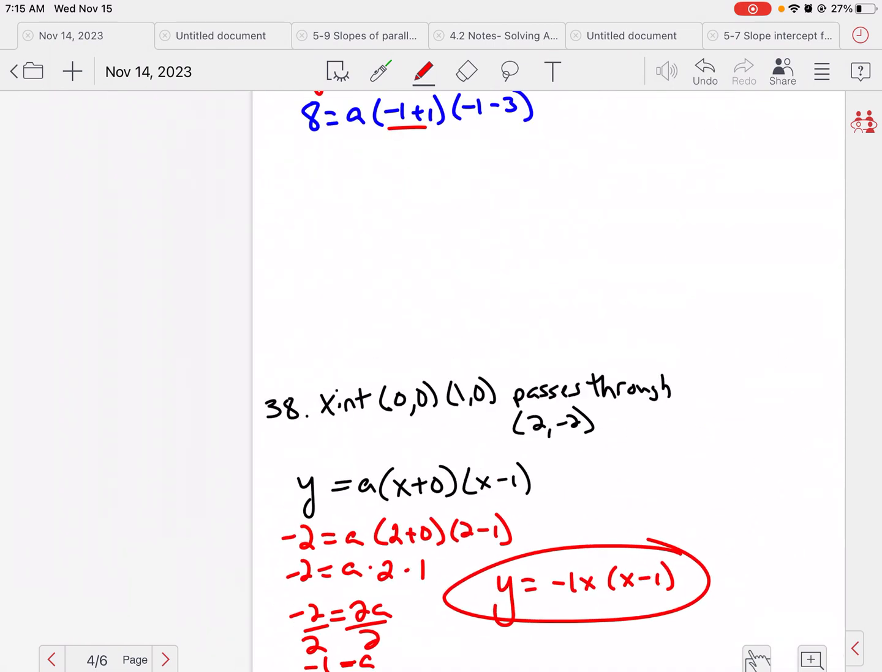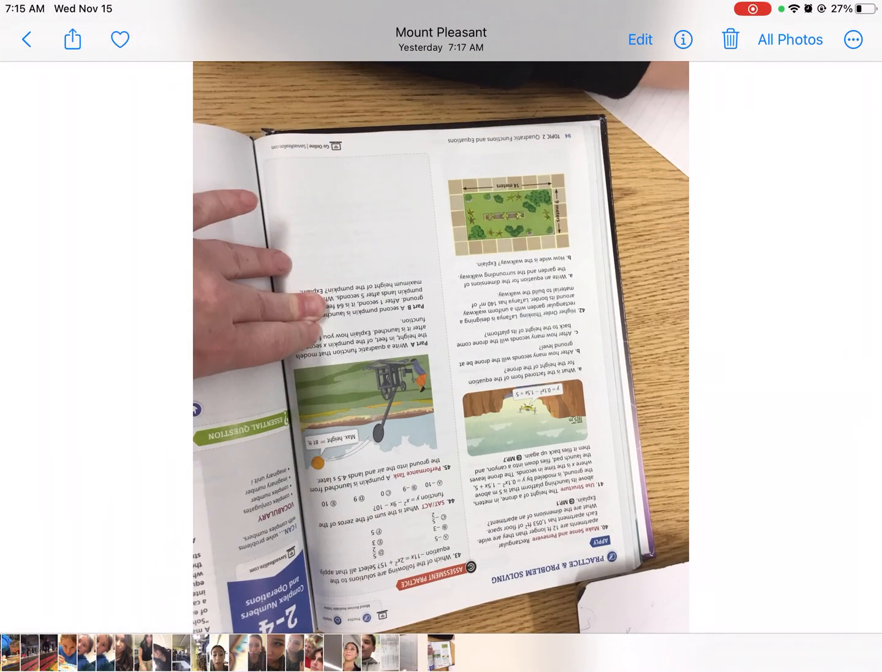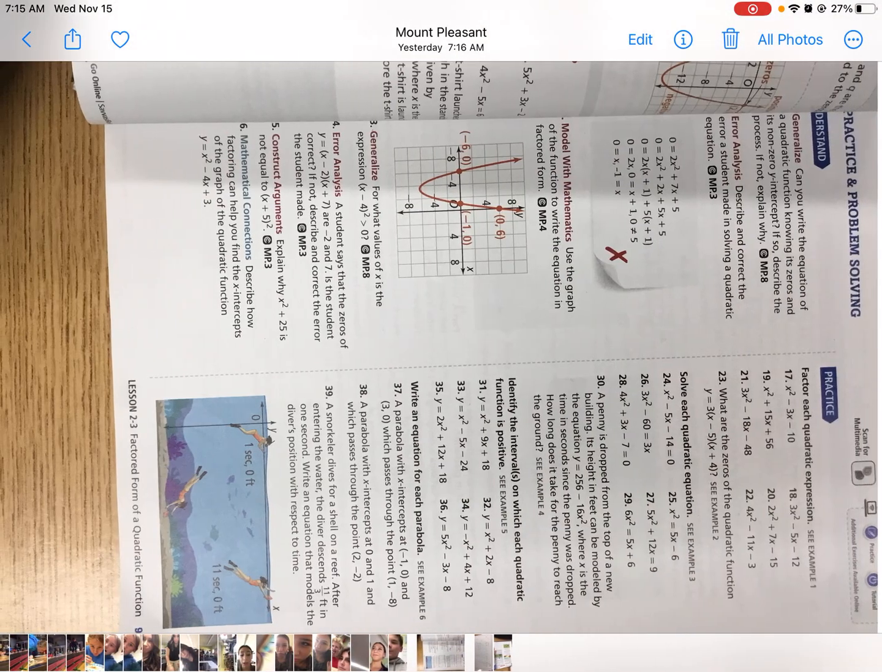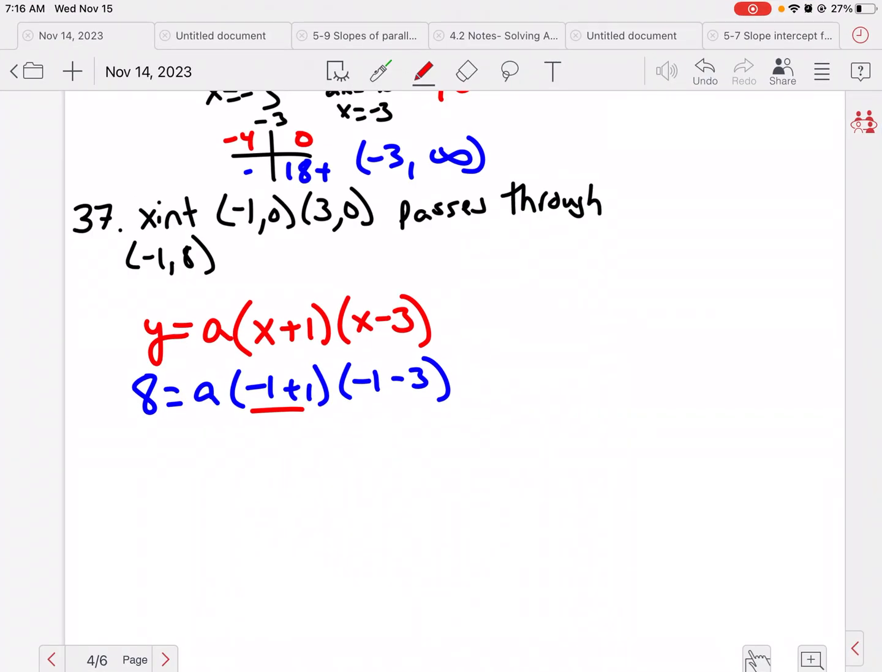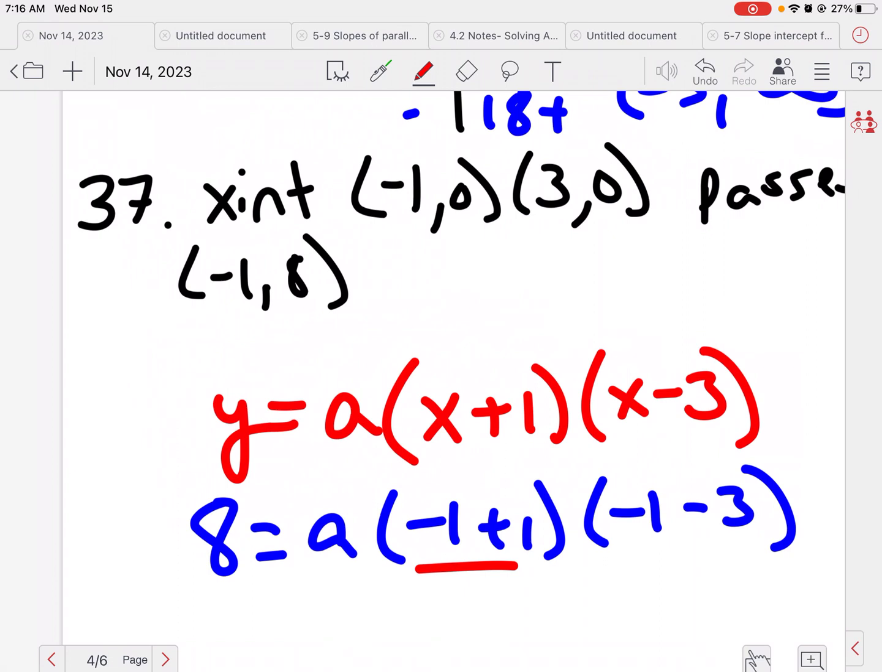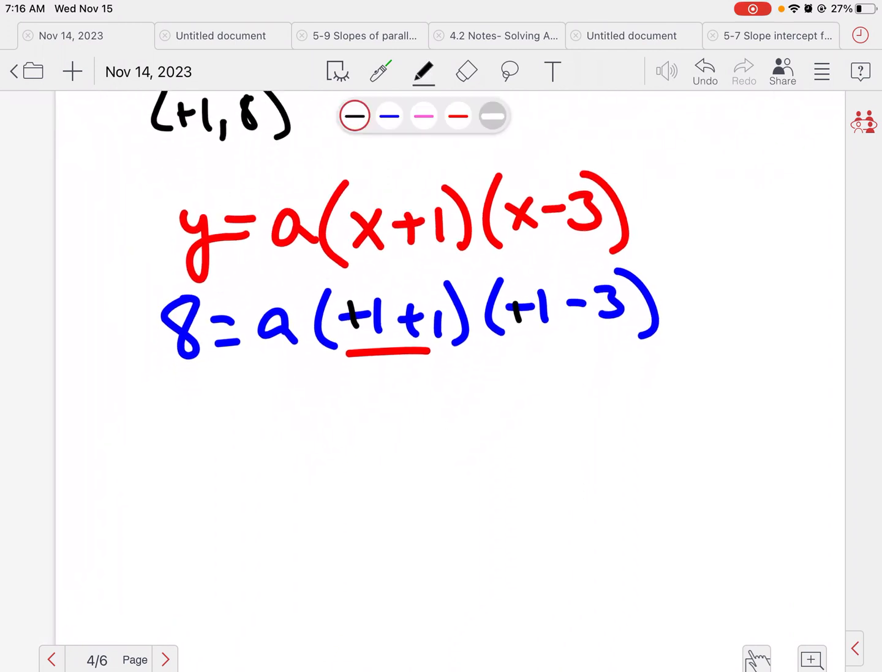Okay, but this one, I wonder, what question number was that? 37. Sorry guys, you're going to go on a little trip with me here. Let's see if I can figure out if I wrote the point down wrong. I did. That should be, no, positive 1. Okay, this is a positive 1. My apologies. We wrote that down incorrectly. Okay, so that means this is a positive 1. This is a positive 1.